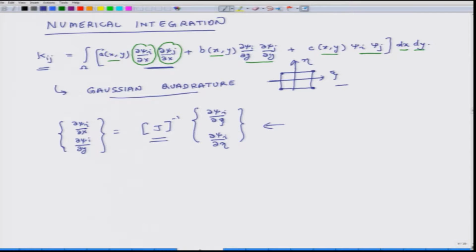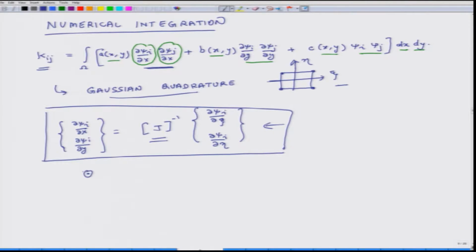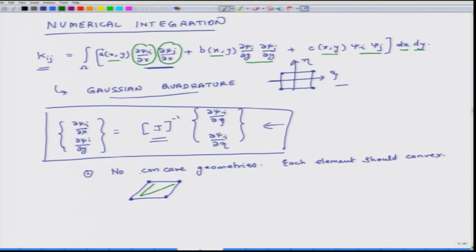And before we move to other parameters, we would like to recap what we understood, that this relation is valid only if there are no concave geometries. So, each element should be a convex element. What does that mean? That if there is an element, because my domain of integration is the element, not the entire geometry, then if I pick up any two arbitrary points in the element, I should be able to connect them with a line such that the line does not cross the boundary of the element.